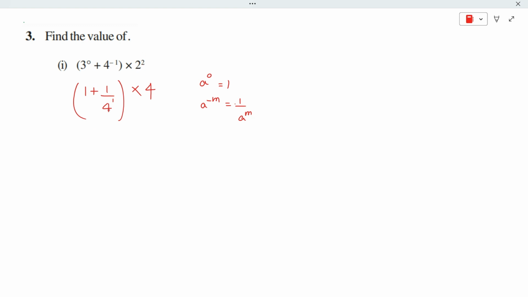So 1 plus 1 by 4, isn't it? So if I take the LCM, I'm going to get 5 by 4 into 4. So the answer is going to be 5, isn't it?